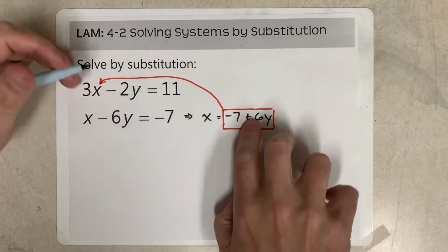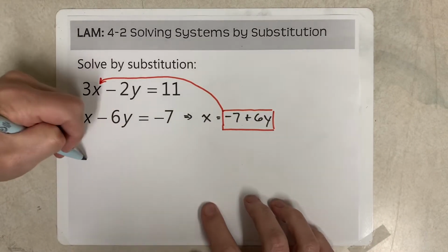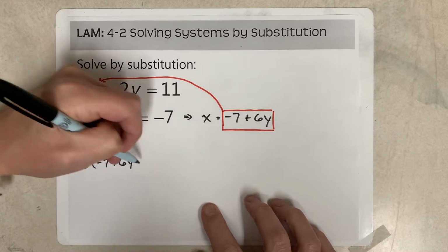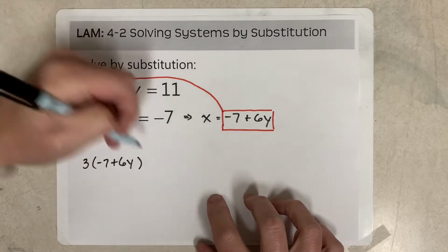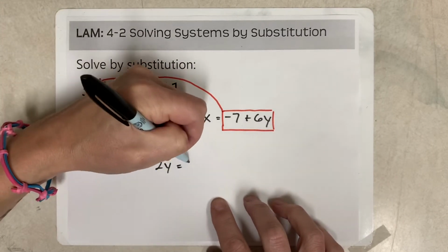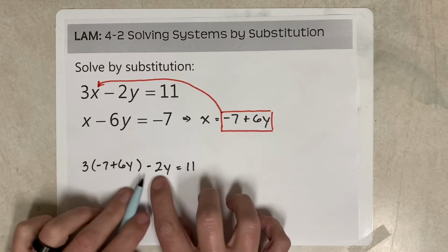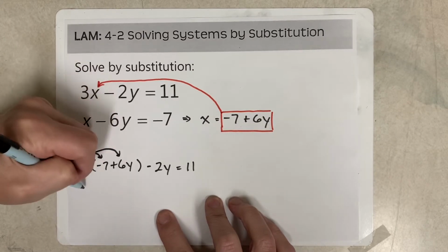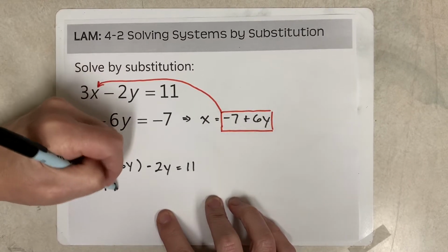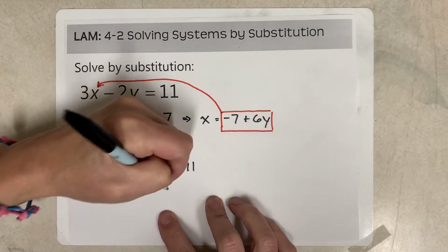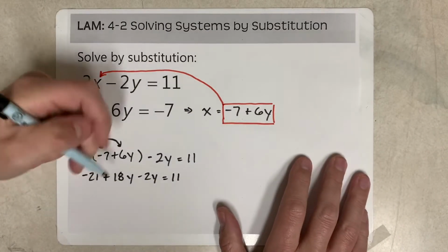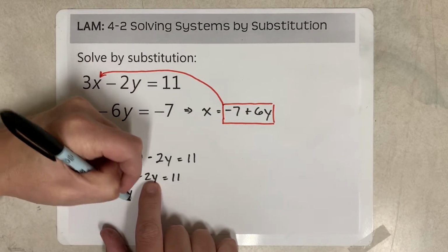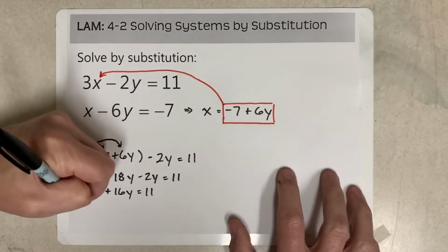When you plug in this for that x, you now get 3 times negative 7 plus 6y, minus 2y, still got that, equals 11. Now we have one equation with one variable, and that variable is y. If we distribute here, we get negative 21 plus 18y minus 2y equals 11. Keep going: 18y minus 2y is a plus 16y, so negative 21 plus 16y equals 11. Add 21 to both sides.